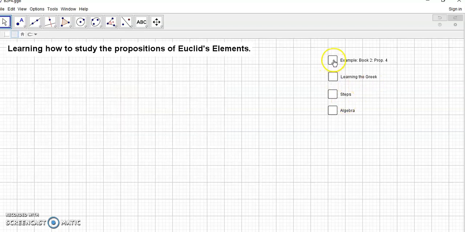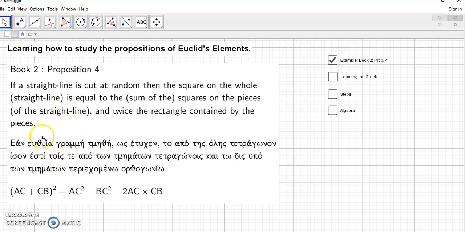Now let's look at proposition 4, which states that if a straight line is cut at random, that's very important, then the square on the whole of the straight line is equal to the sum of the squares on the pieces of the straight line and twice the rectangle contained by the pieces. And the reason I'm covering this is that in my previous video I talked about proposition 12 in book 2, which is a kind of forerunner of the cosine rule, and I wanted to show you how this leads up to that proposition. That's why I chose it.